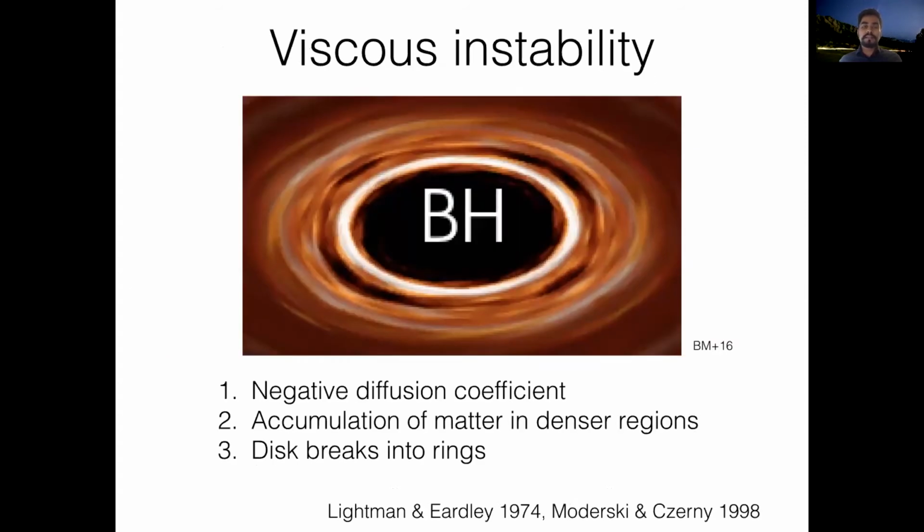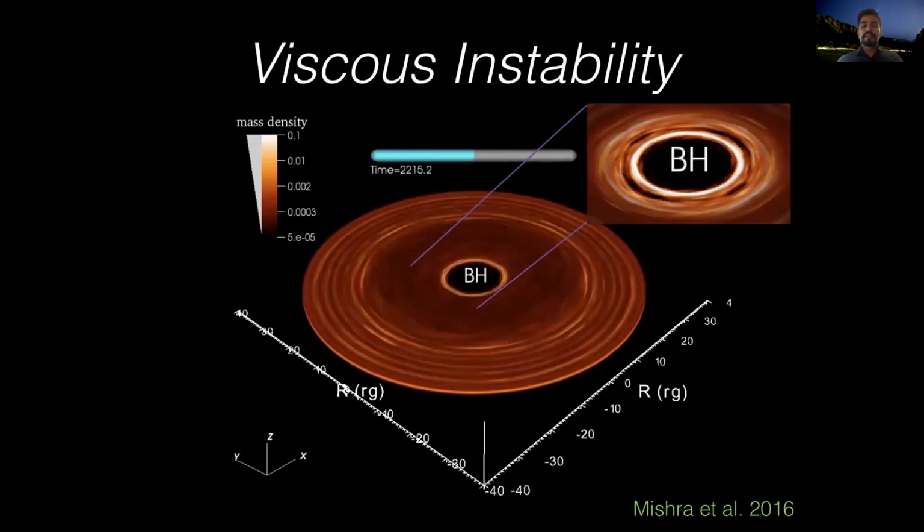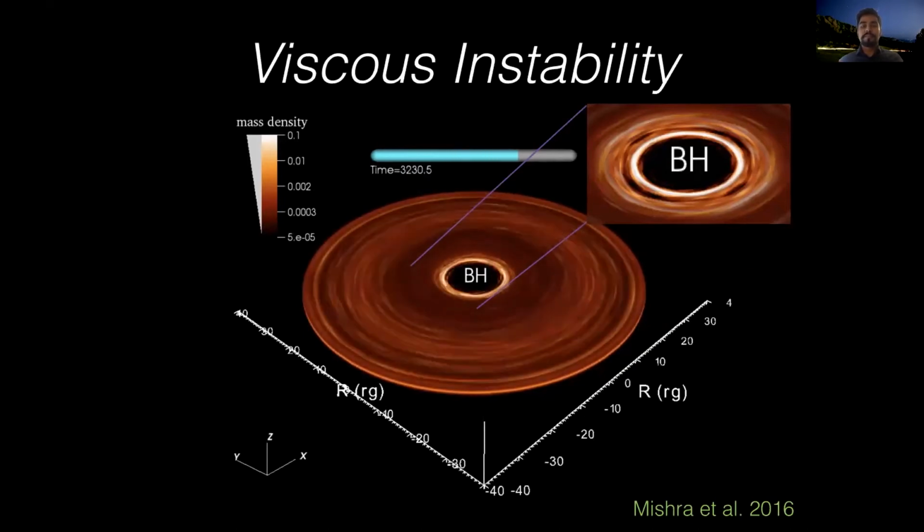The other instability, which was also predicted for these models, is viscous instability. And the idea is that when you have a diffusion equation, if your diffusion coefficient is negative, then you will start to accumulate the matter into high density clumps. This was also called Lightman-Eardley instability, which was generalized into the general relativistic regime by Moderski and Bojanowski. What we are finding is similar to what has been predicted for the viscous instability.